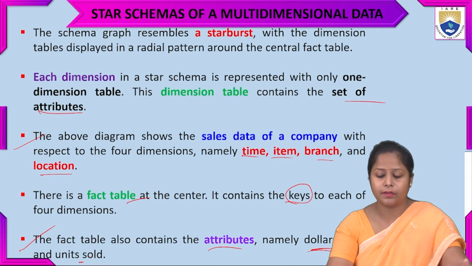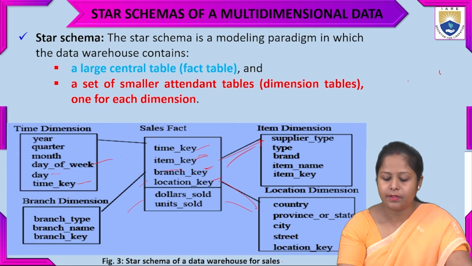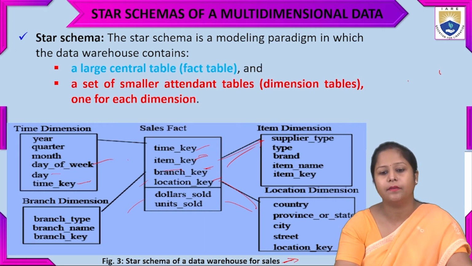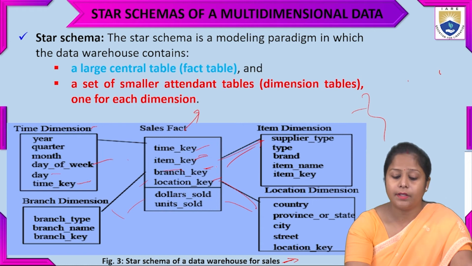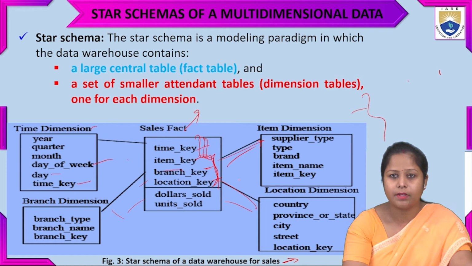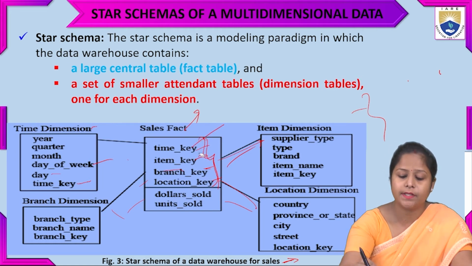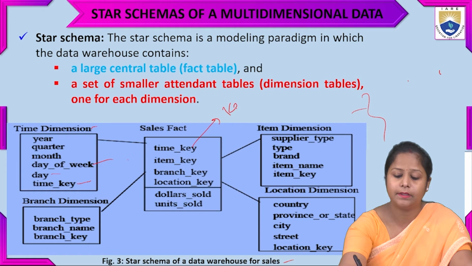In the previous example, we can see this is the data warehouse of the sales dimension. That is a star schema in which the fact table is sales, having the 4 dimension tables: time, branch, item and location. And in the fact table, these are denoted by the key.